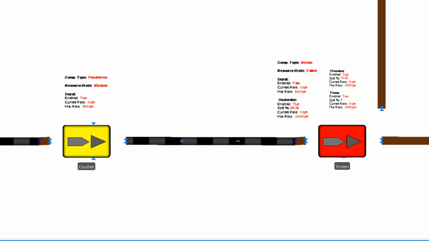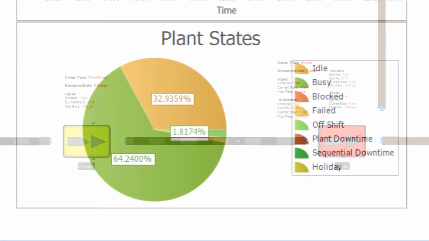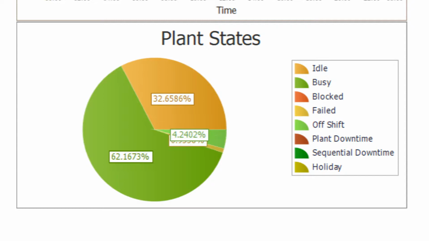In this example, red indicates a process that is failing. Yellow indicates a consequential delay, such as it being blocked. Other colors represent other states, such as it being busy, idle, in maintenance, or the plant is in downtime.